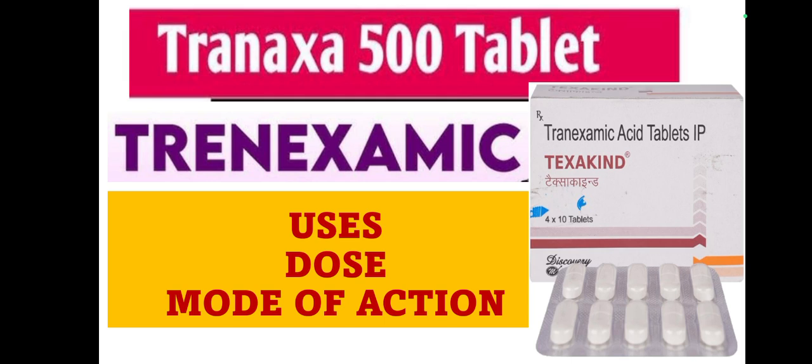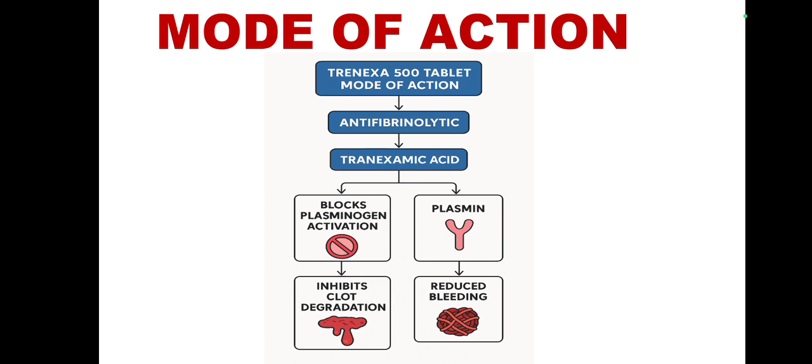So today's video is going to be about Trenexa, or tranexamic acid. We will cover the mode of action, commonly used doses, and the uses of tranexamic acid or Trenexa. Trenexa is an oral form which is given at the common dose of 500 in a tablet form. Basically it acts as an antifibrinolytic agent.